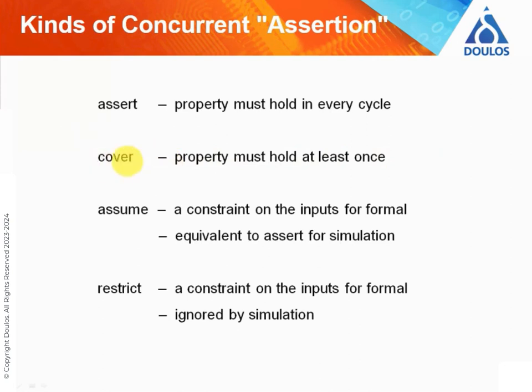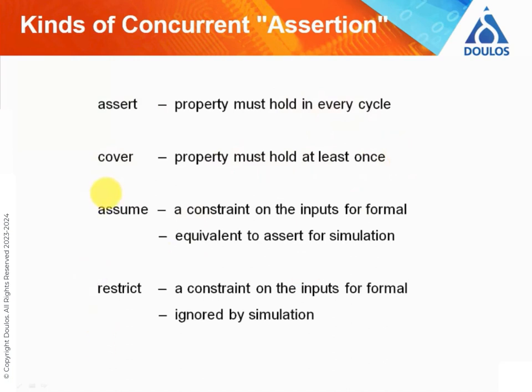So with a simulator, if you write a cover property, the simulator is going to count the number of times that that property holds during simulation. Whereas for formal verification, the formal tool will attempt to prove that that property holds at least once, that there is some circumstance in which that property will hold, and a formal tool would typically generate what's called a witness trace to show you a particular case where that property holds. So with assert, the property must hold in every cycle. With cover, the property must hold under at least one particular circumstance.